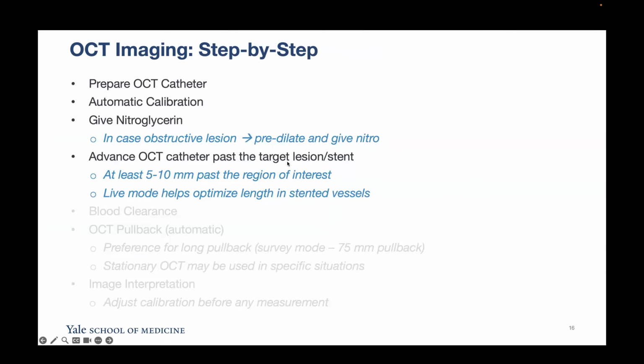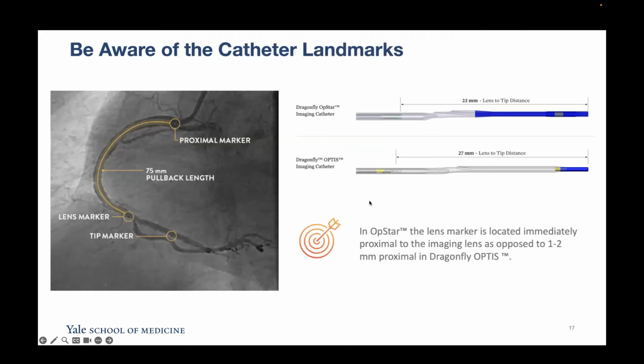So we advance the OCT past the lesion, same concept that I mentioned for IVUS, at least 5 to 10 millimeters past the region of interest, and the live mode may help optimize the length in case of stented vessels, and I'll show that in a moment. We need to be aware of the catheter landmarks. We have been operating with 2 different catheters. The OpStar have been recalled by Abbott, and we were working with the Optis.